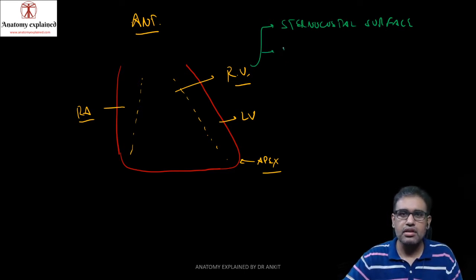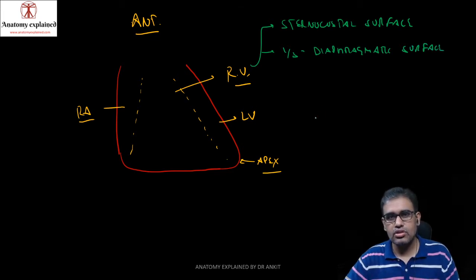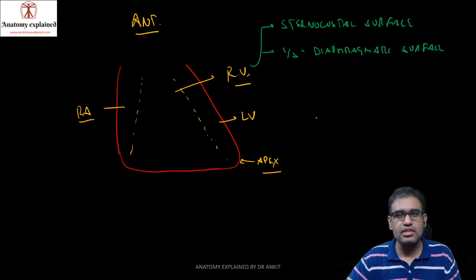It also forms one third of the diaphragmatic surface. The other two thirds is formed mainly by the left ventricle. So these are the contributions by the right ventricle to the surfaces, and we already know the borders: mainly it contributes to the formation of the inferior border.